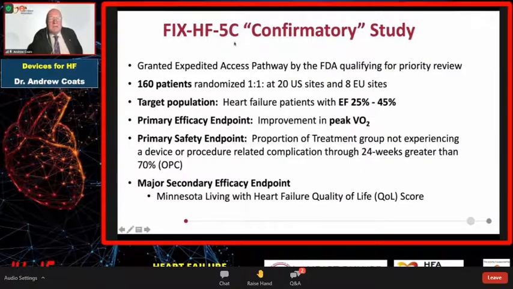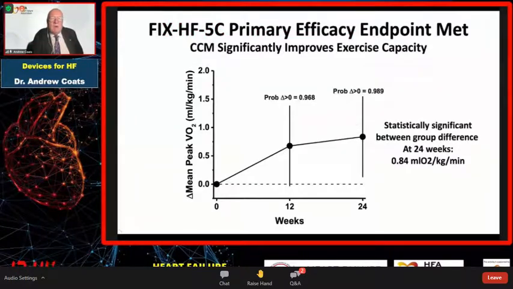Subsequently, there was what's called the FIX-HF-5C confirmatory study, and that was granted expedited access pathway designation by the FDA. It randomized 160 patients at US and EU sites, patients with ejection fractions between 25 and 45%, because previous studies suggested the benefits were greater when there's some relative preservation of left ventricular function, with the primary efficacy endpoint being increase in peak VO2. What was found was a significant benefit.